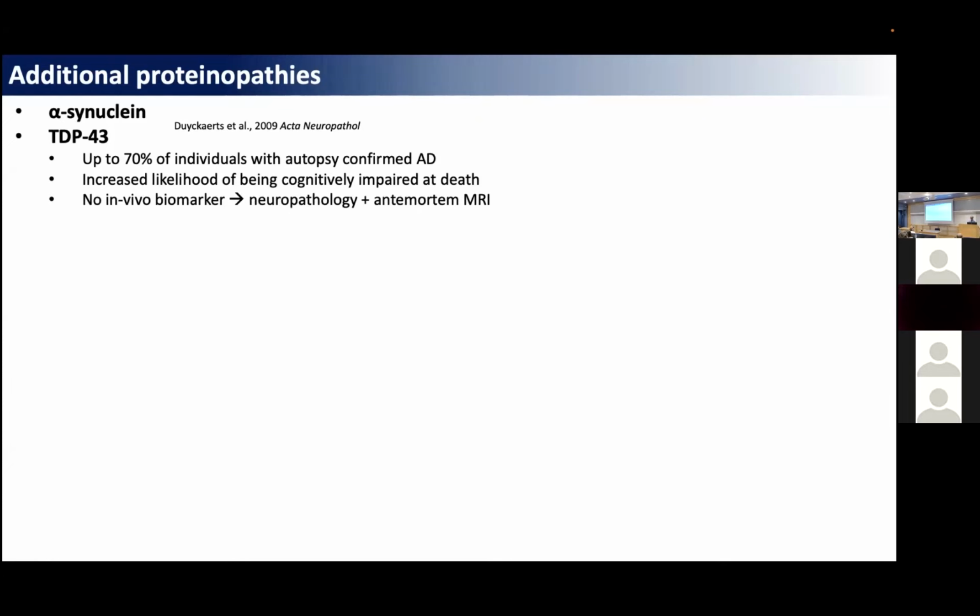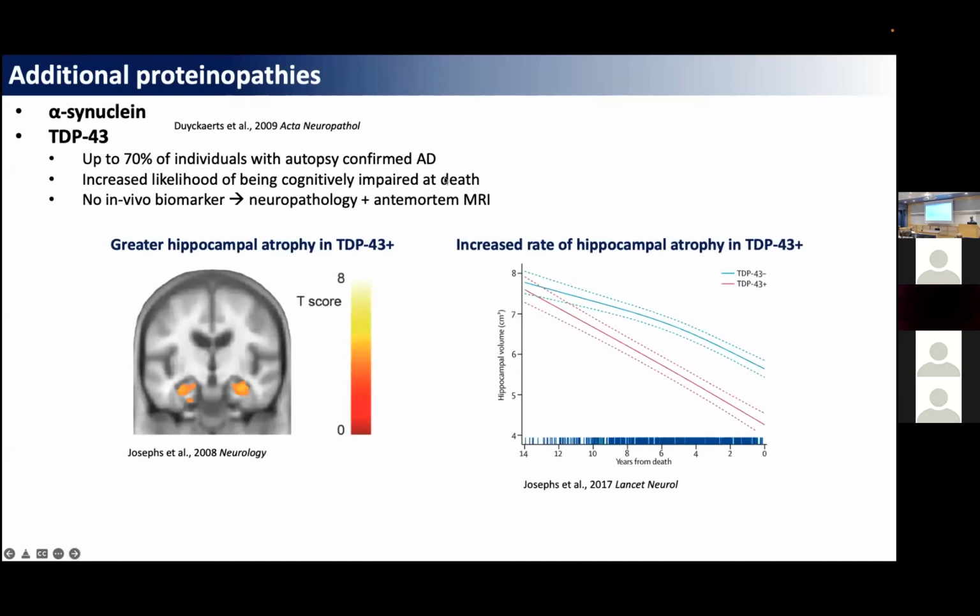Unfortunately, there's no in vivo biomarker for TDP pathology. So the only solution to evaluate the association between TDP pathology and atrophy is to use a combination of neuropathology and ante-mortem MRI. This is what Josephs et al. did in several studies. In this first cross-sectional study, they compared AD patients with and without TDP pathology, and they found that those with additional TDP pathology showed greater hippocampal atrophy.